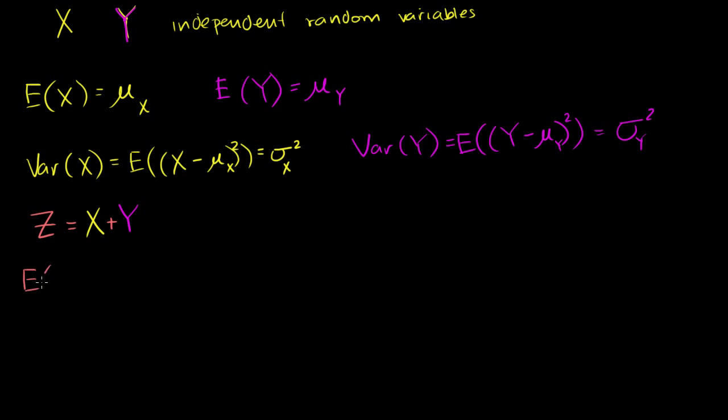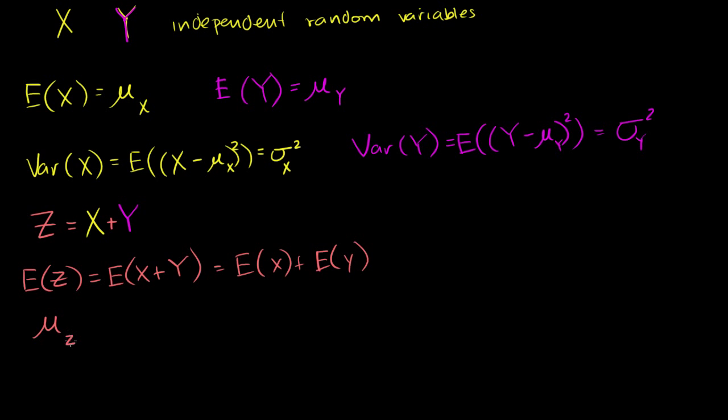The expected value of z is going to be equal to the expected value of x plus y. And this is a property of expected values. I'm not going to prove it rigorously right here, but it's the expected value of x plus the expected value of y. Or another way to think about this is that the mean of z is going to be the mean of x plus the mean of y.